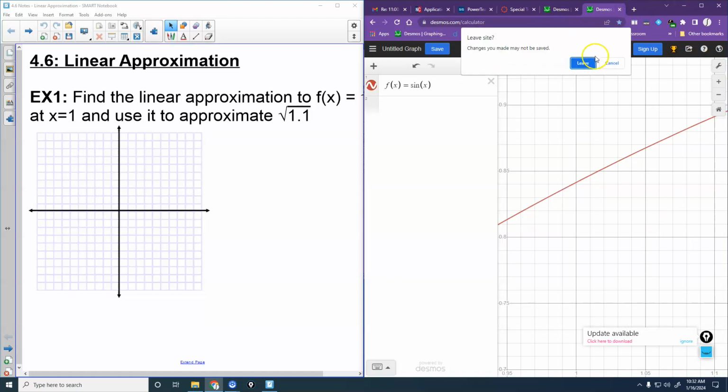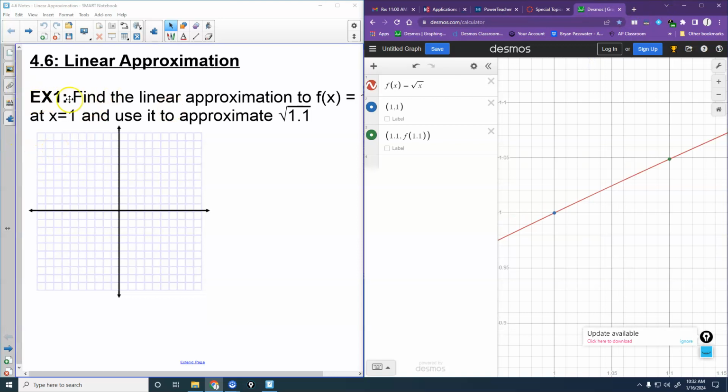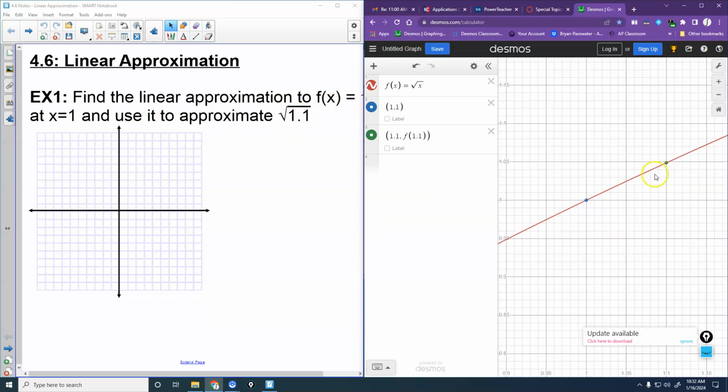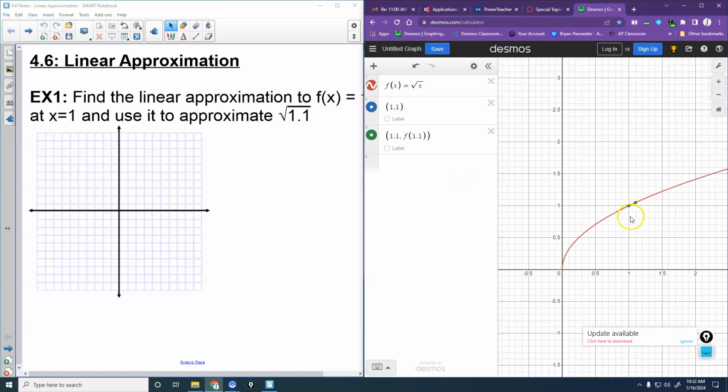So here's the idea of what we're going to do. Number 1 says find the linear approximation to f of x equals square root of x at x equals 1 and use it to approximate square root of 1.1. So, zooming back out, we're going to find the equation of the tangent line at 1.